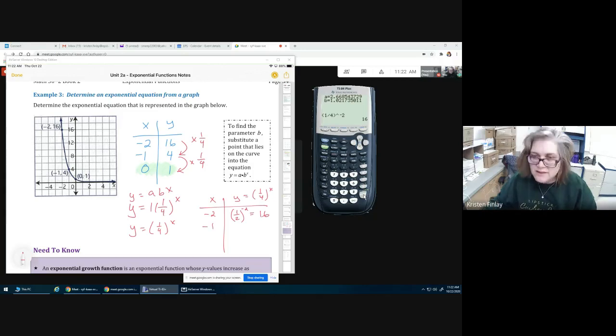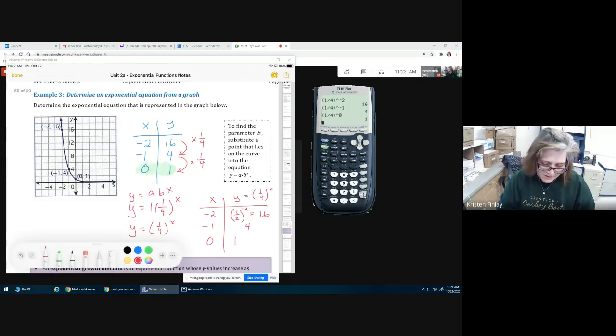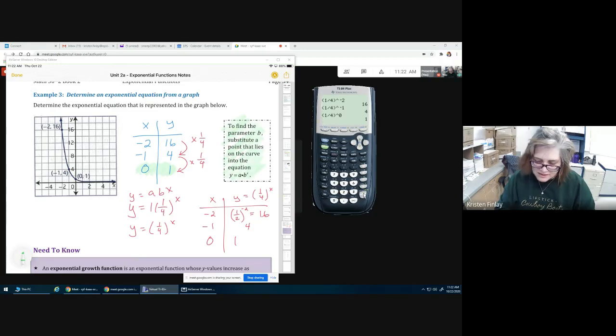And we can test the other value that's given. 1 divided by 4 to the -1 gives us 4. And testing our 0, we would get 1, because anything, whether it's 1/4 or anything, to the 0 equals 1. So that would be a way to verify and test that you're doing it correctly, okay? So you can just substitute in.